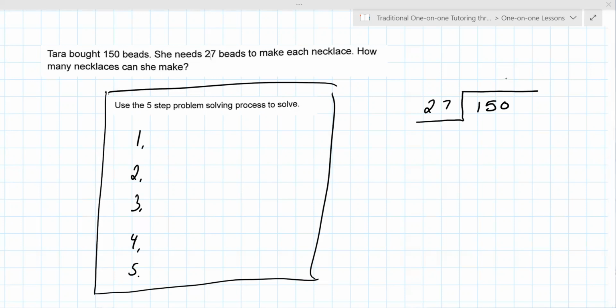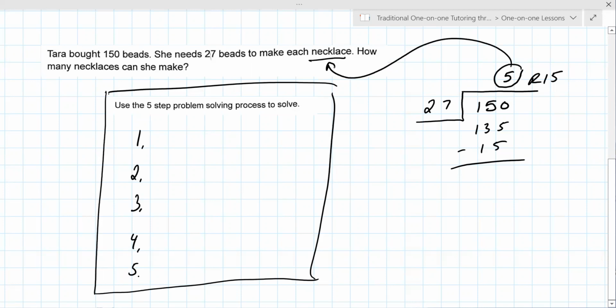You came up with 5, 135 subtract 5 with a remainder of 15. The idea is that this 5 represents how many things you can make. So she can make 5 necklaces and have 15 beads left over. Exactly, and that's your summary sentence. You have to say 5 necklaces, 15 left over.